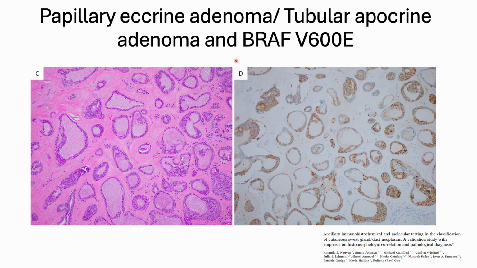So next similar entity, papillary eccrine adenoma, also called tubular apocrine adenoma, and this, it's been recently discovered, has a BRAF V600E driver, and of course you could sequence it, but we can also use the BRAF V600E immunostain, which is positive in the tumour and negative in the surrounding stroma.